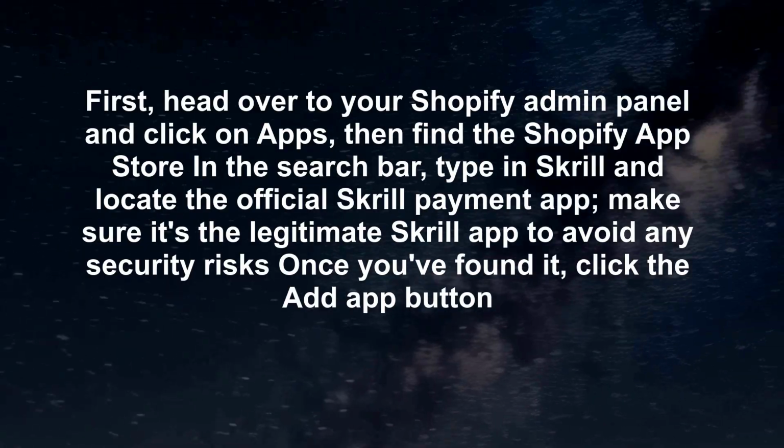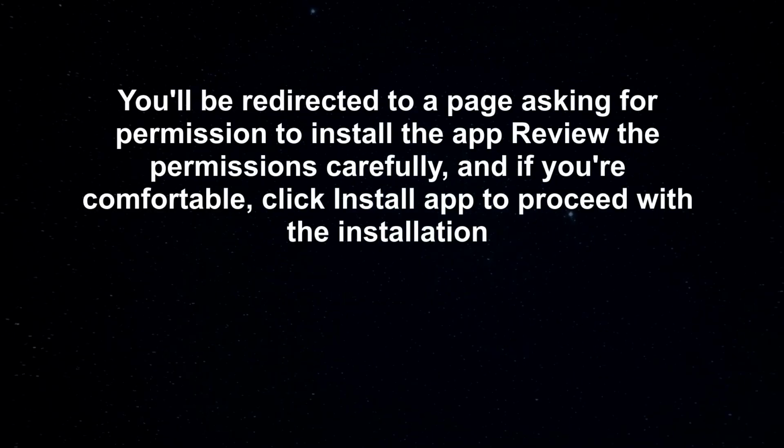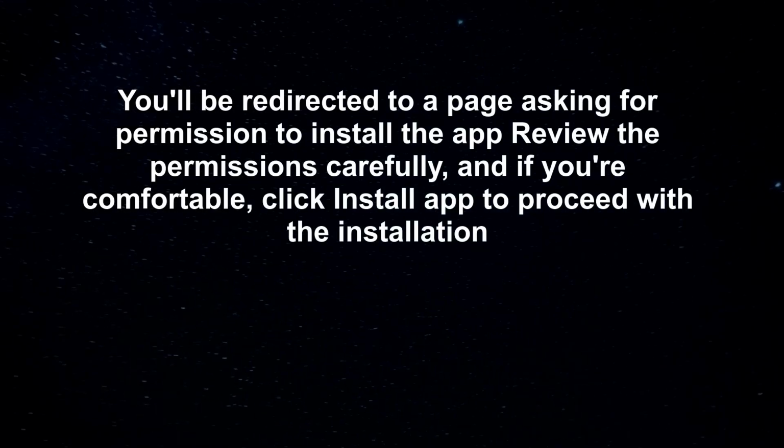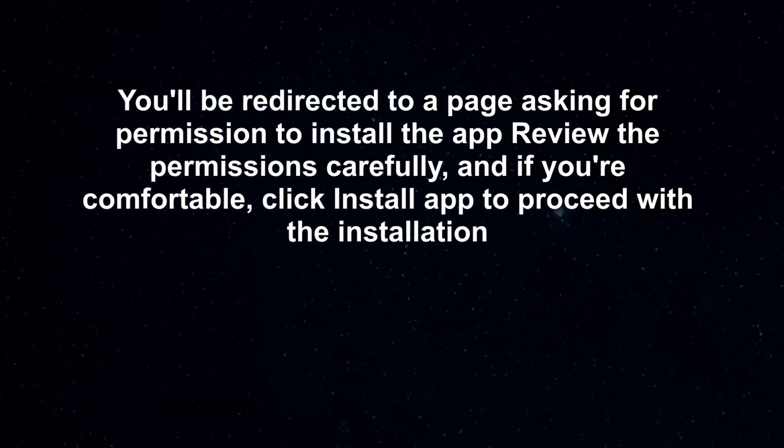Once you've found it, click the Add App button. You'll be redirected to a page asking for permission to install the app. Review the permissions carefully, and if you're comfortable, click Install App to proceed with the installation.